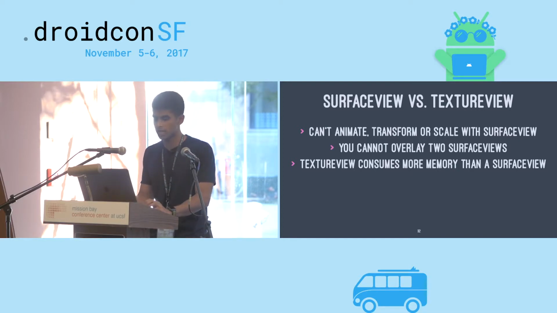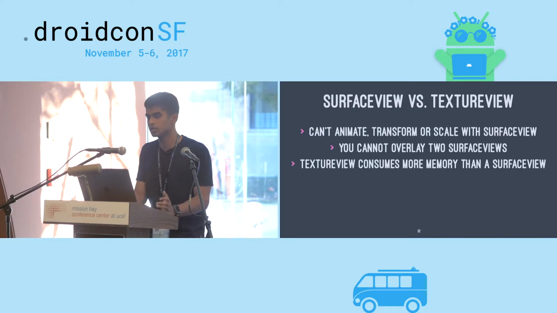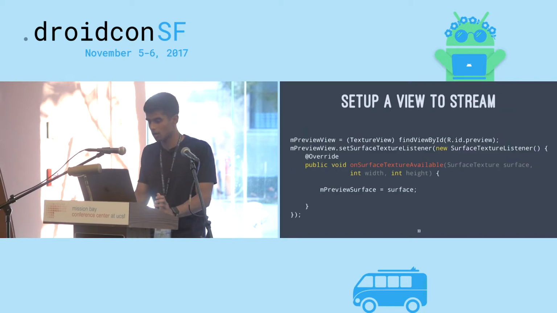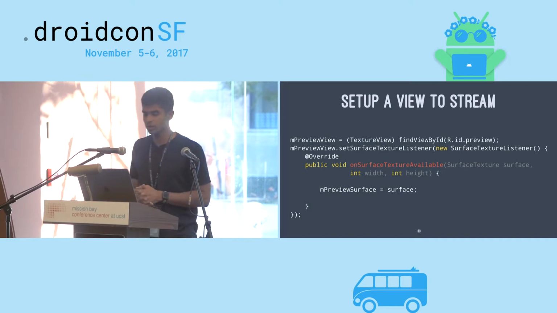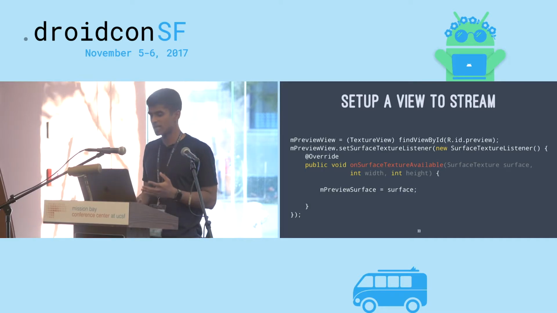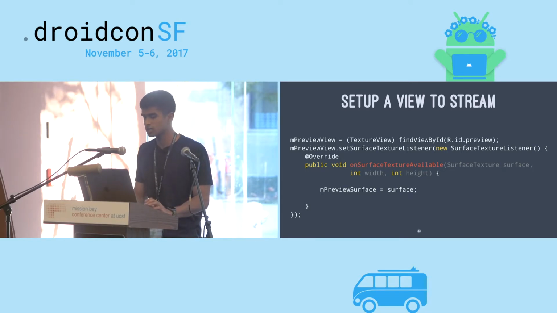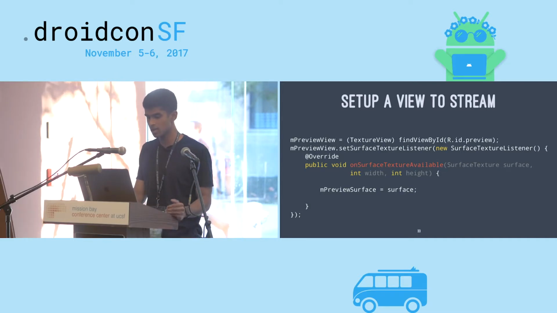But the texture view also has trade-offs. It does consume more memory than a surface view. So if you don't need any of the above features, you can use a surface view. For today's demo, we're going to start with a texture view. So you can just drop in the XML, and then to create the view to stream, we're going to set a surface texture listener, and we want to wait till it is ready before we proceed to the next step.